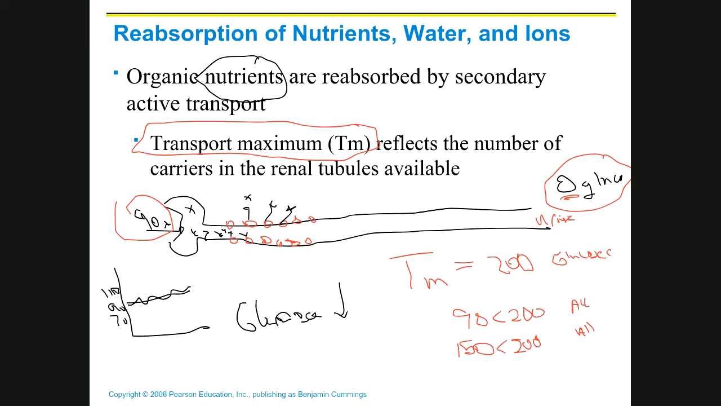But what if my glucose level is 201? Is 201 less than 200? It's not. I'm going to absorb up to 200, but what's going to happen to that 1? That 1 is going to escape. And that glucose is going to make it all the way. And I'm going to have 1 glucose in my urine. Does that make sense?